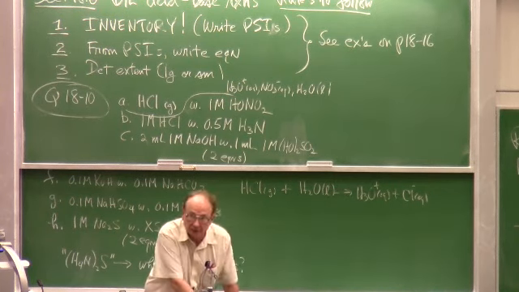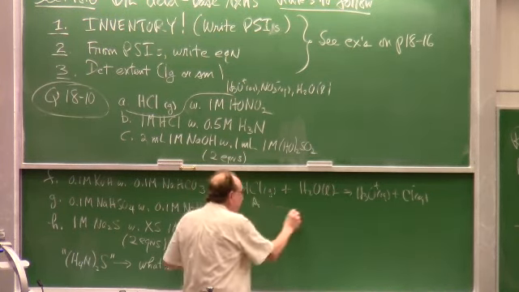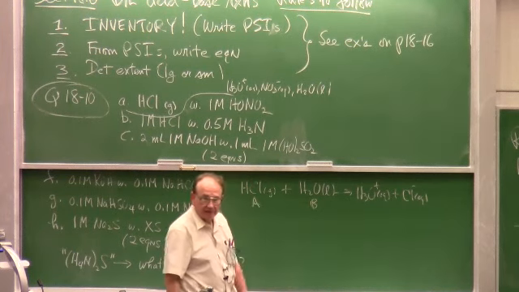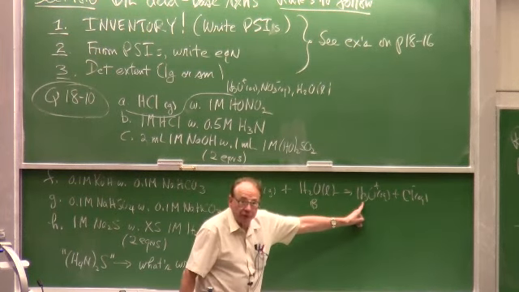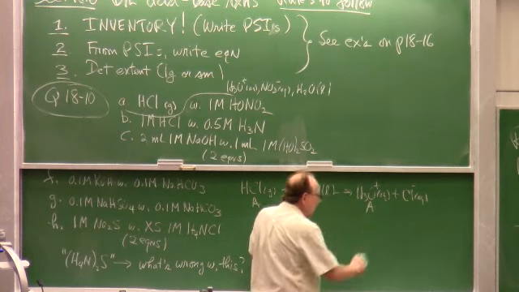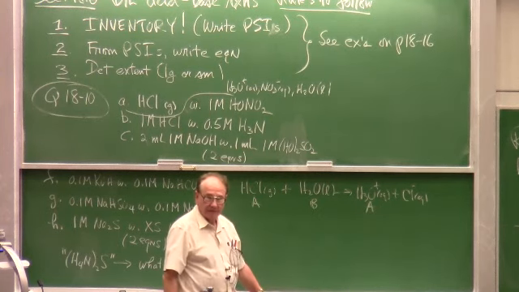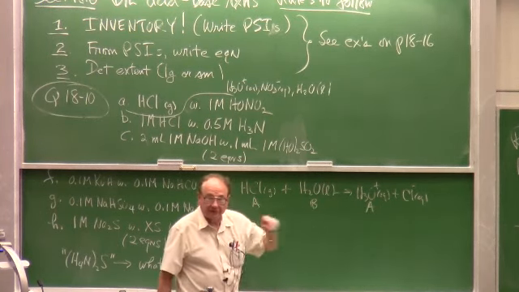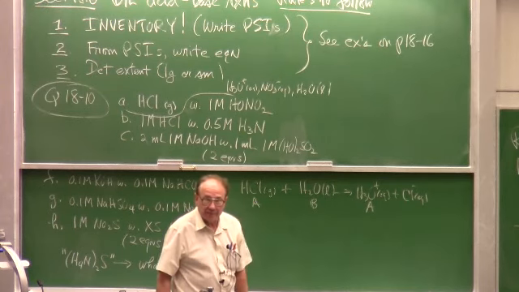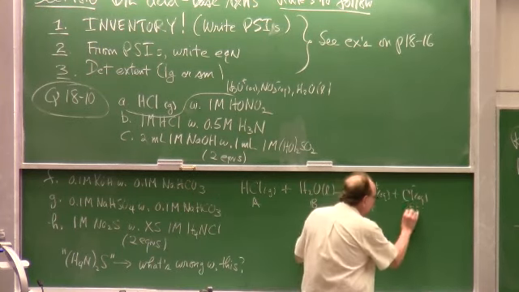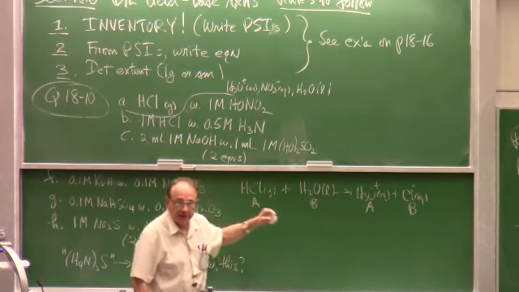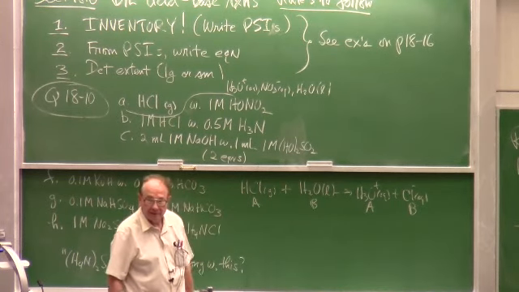So we write the reaction equation. We know this is the reacting acid, this is the reacting base. This is the acid produced by this reaction, because the reacting base gets converted to that acid by H plus gain. And this is the base produced by this reaction, the conjugate base of the reacting acid.